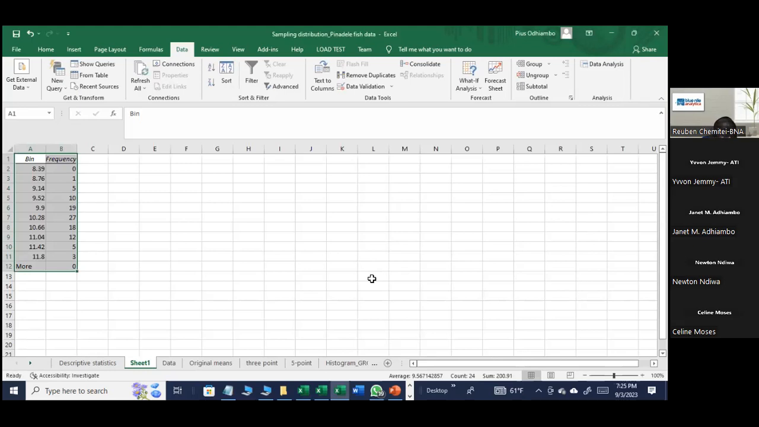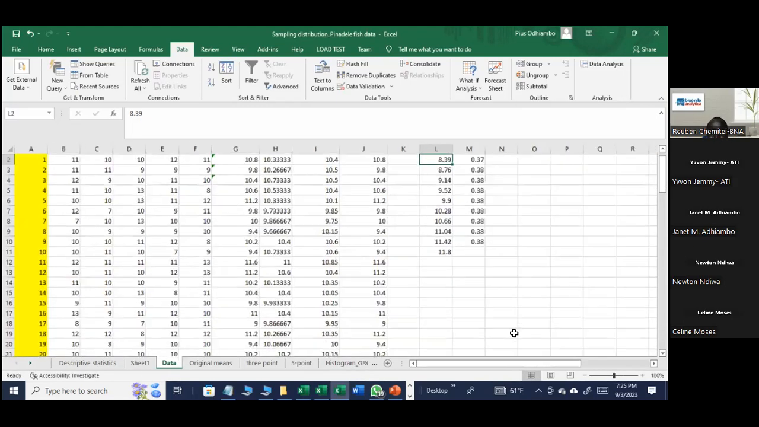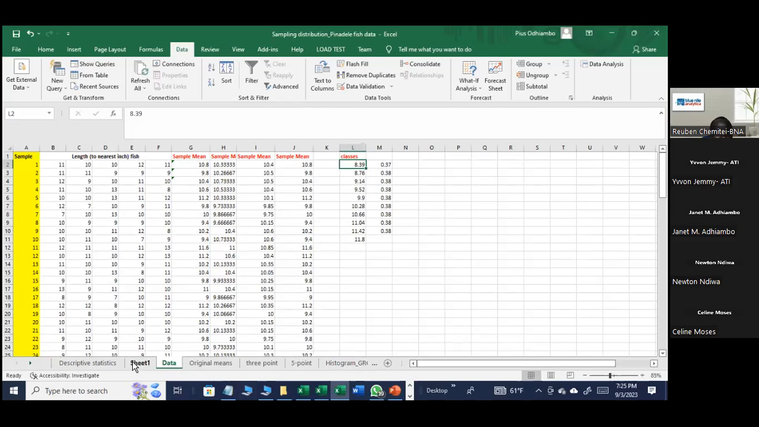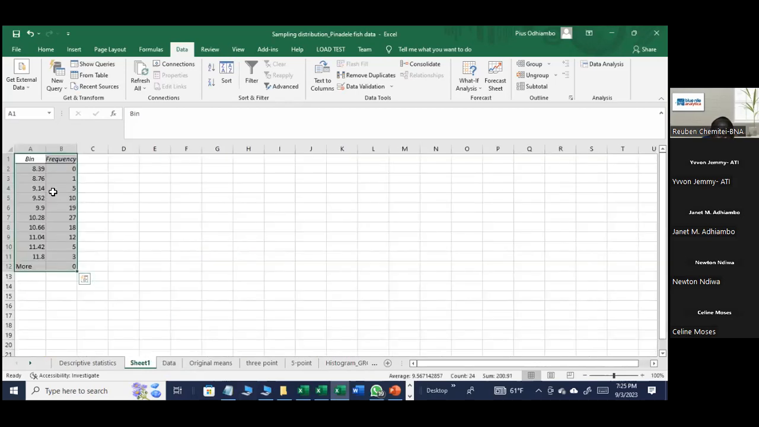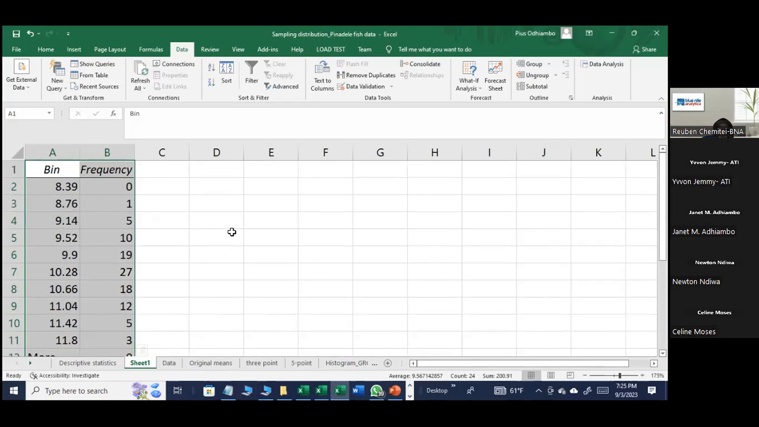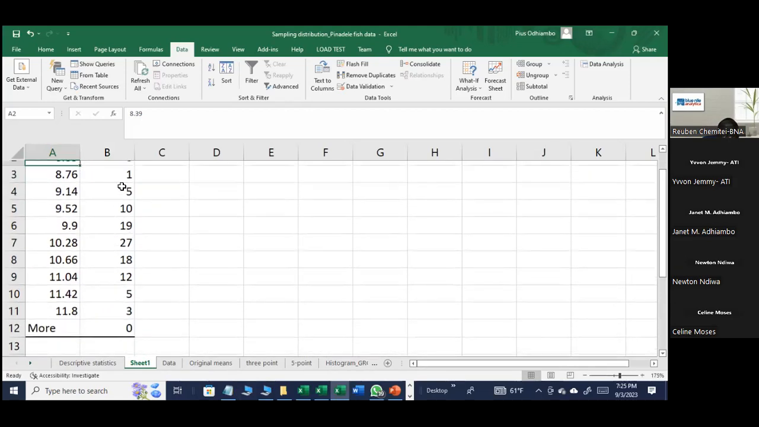Did I click histogram? Let me see what it's giving me. I selected the histogram. It's not giving me the chart, but it has given me the bin here. Oh yeah, correct. So I'm having some values here. Now it is giving me the frequency of the values. You can see here, bin is just like the class. So 8.39 is the lowest value, and 11.8 is the highest. Then these are the frequencies.